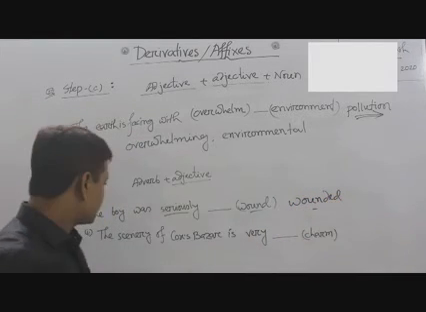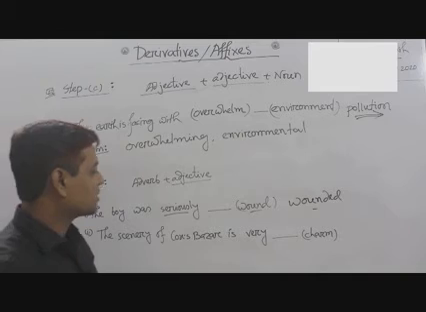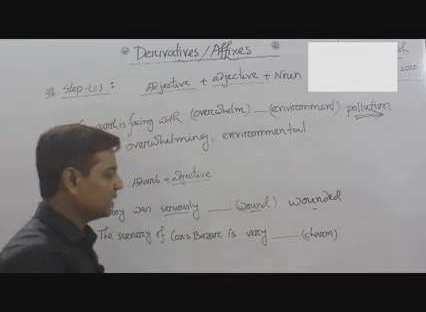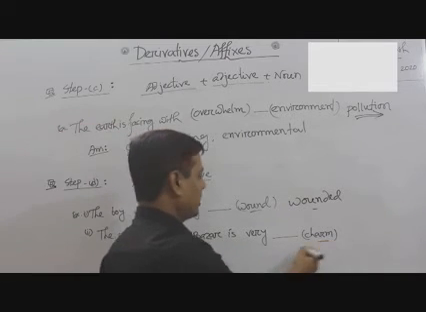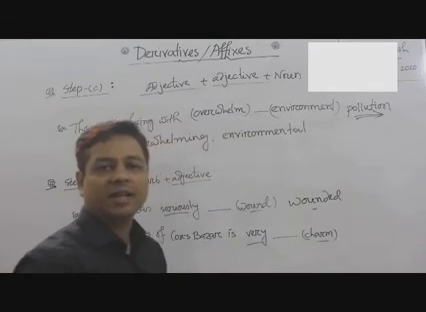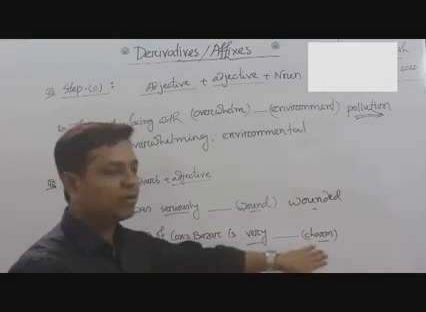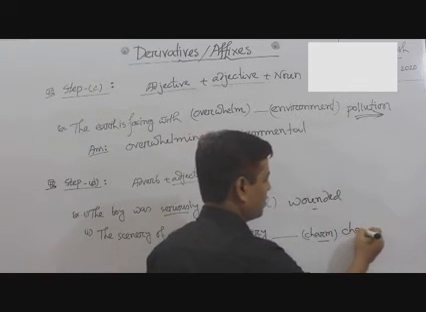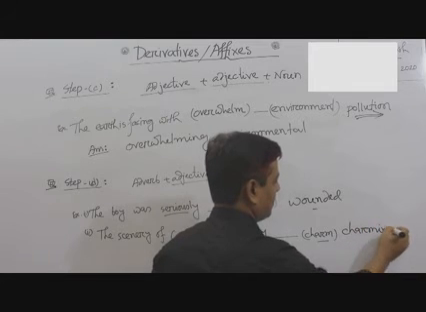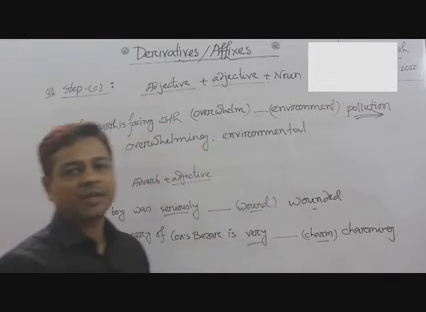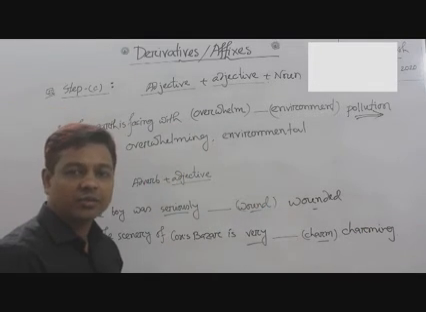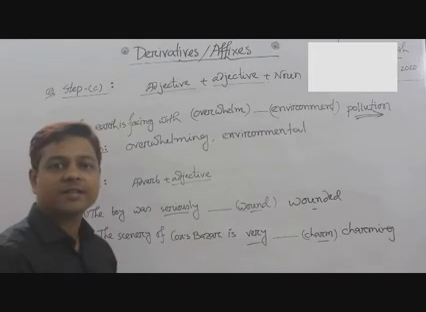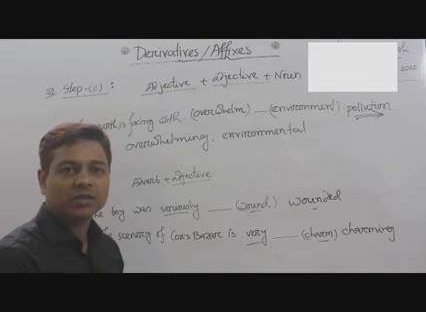Owned. In the next example, the scenario of Cox's Bazar is very charm. We know the word charm is noun and very is an adverb. After adverb we have to use adjectives. That is, charm should be turned into charming. The scenario of Cox's Bazar is very charming. In this way we see that there are 4 places where adjectives are mainly used.